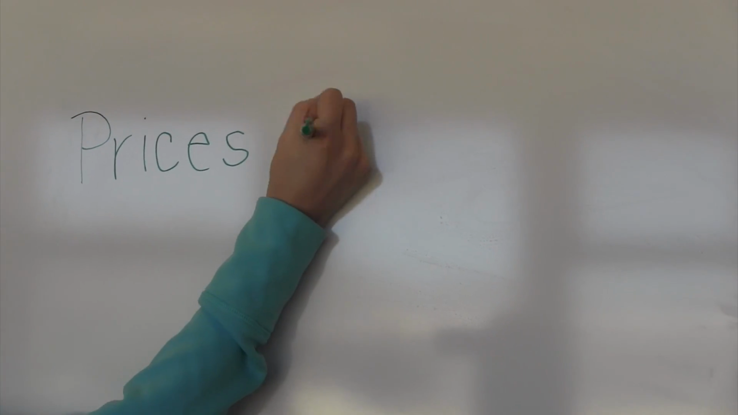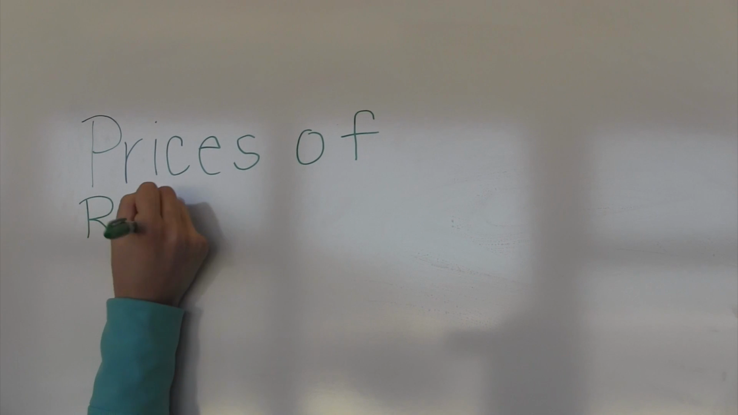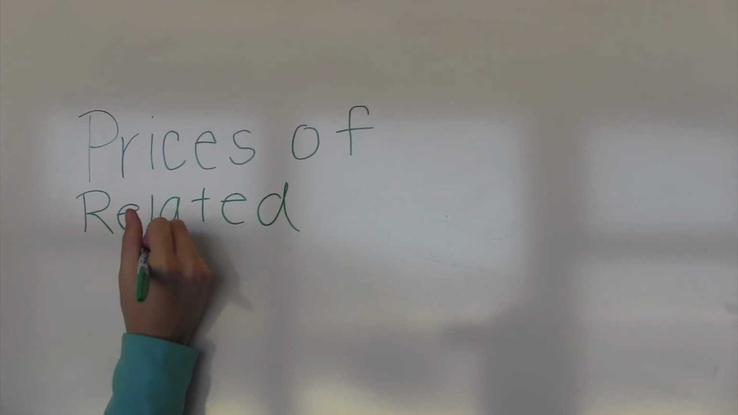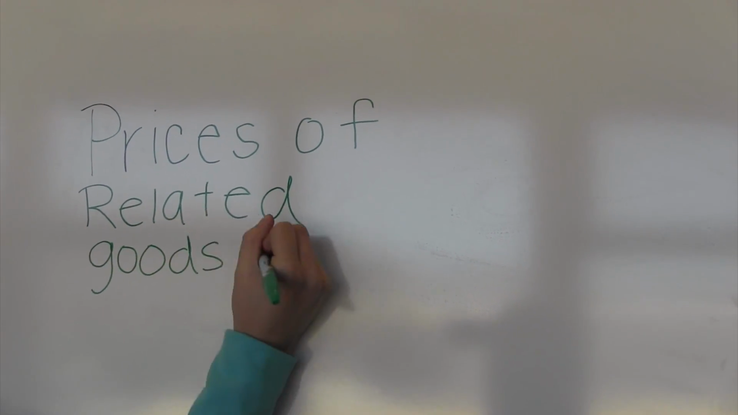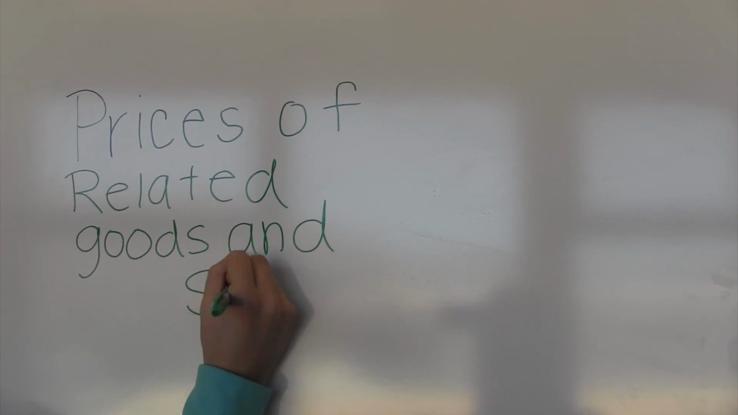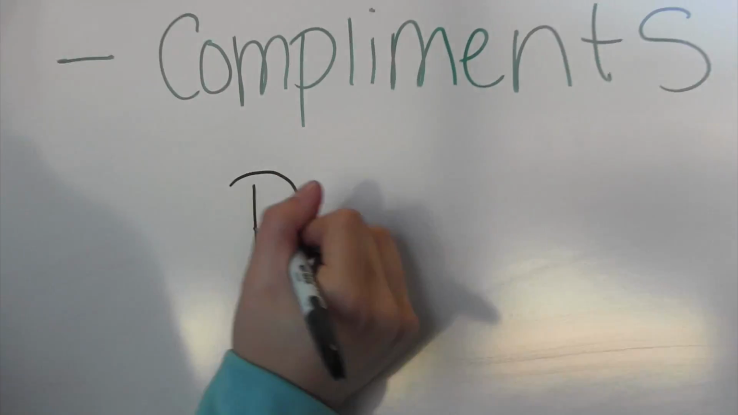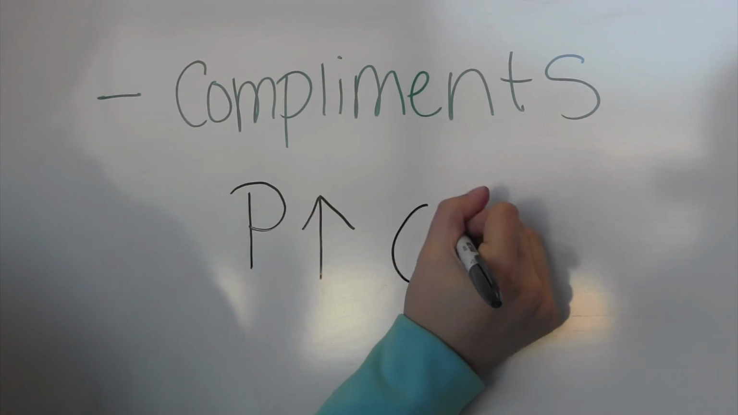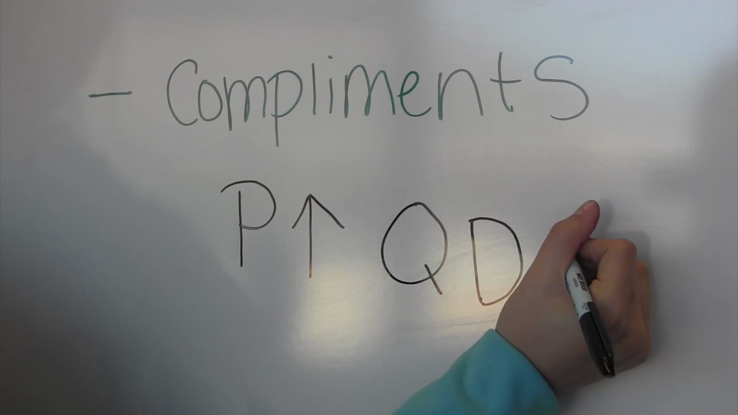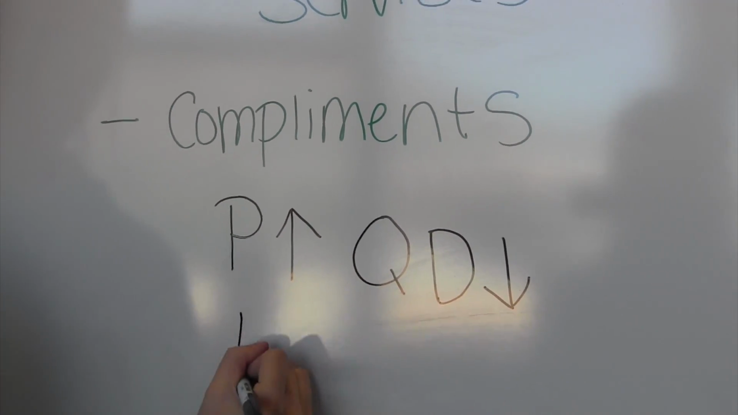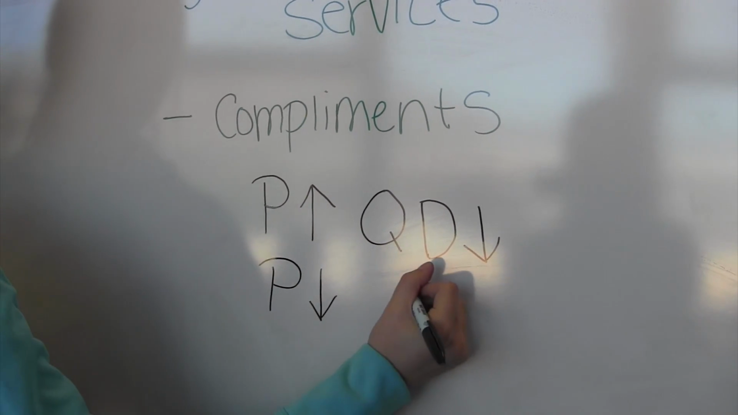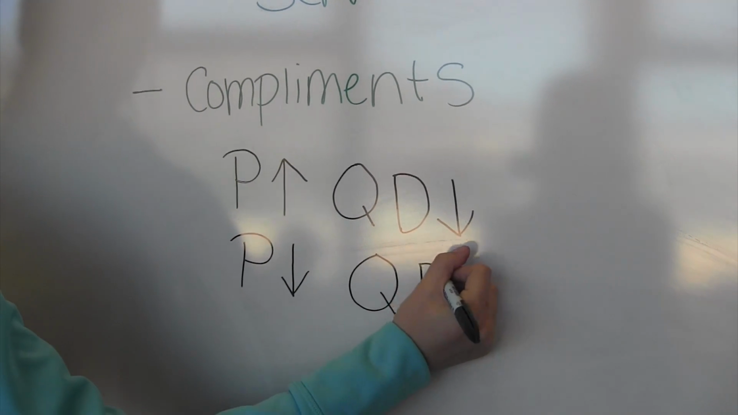Next, I will talk about the demand shifter prices of related goods and services. Take 2 goods that are complements, say hot dogs and hot dog buns. If the price of hot dogs is to increase, the quantity demanded for hot dog buns would decrease, and vice versa. If the price of hot dogs decreases, the quantity demanded for hot dog buns would increase.